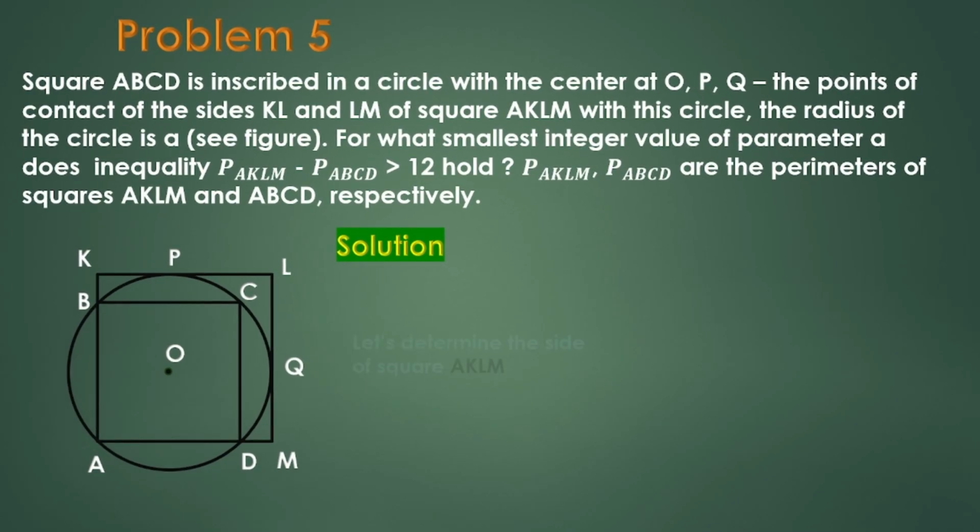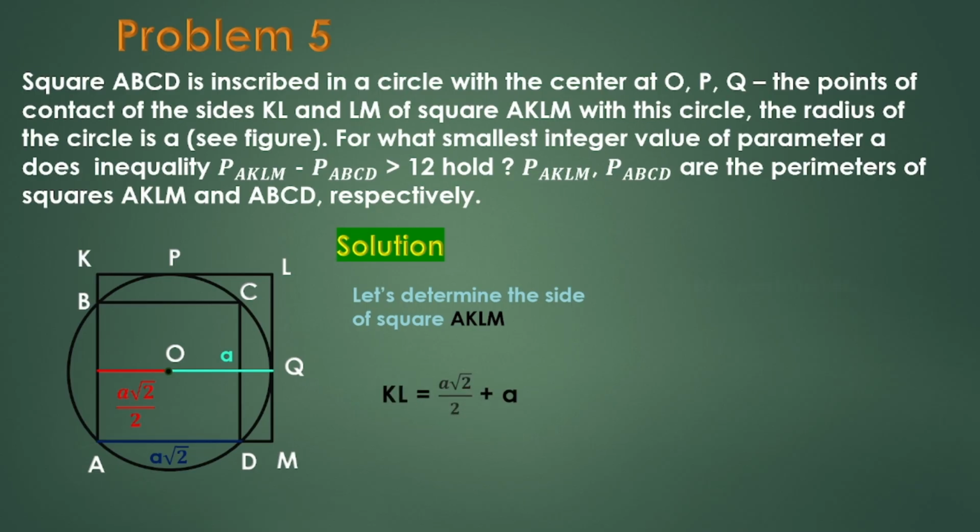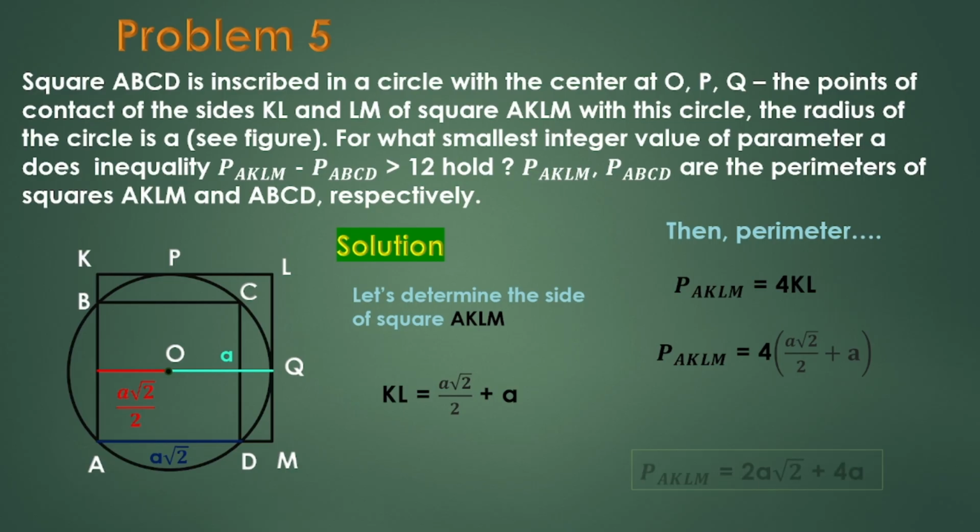Then let's find the side of the square AKLM. The radius of the circle is a. We just found that the side of the square ABCD is a root 2, so half of this side is a root 2 divided by 2. And then we can find the length of the side KL. KL equals a root 2 divided by 2 plus a. And so the perimeter of the square AKLM is 4KL. Instead of KL, we substitute the corresponding values and get that the perimeter of this square is 2a root 2 plus 4a.